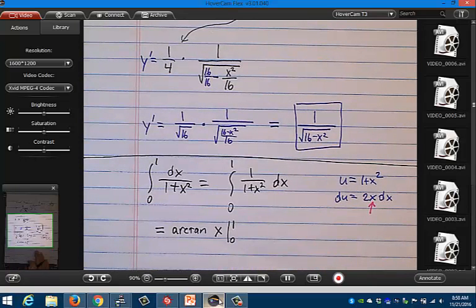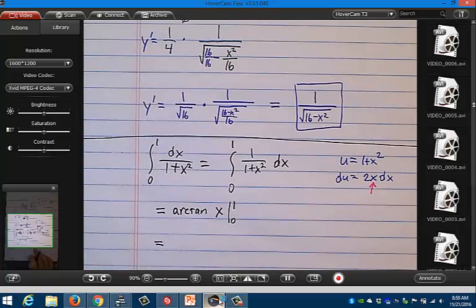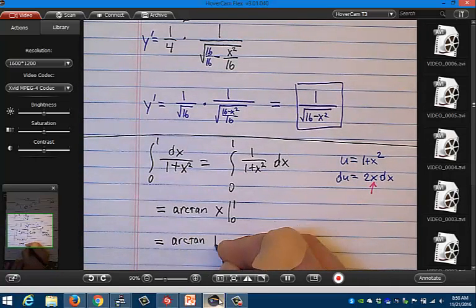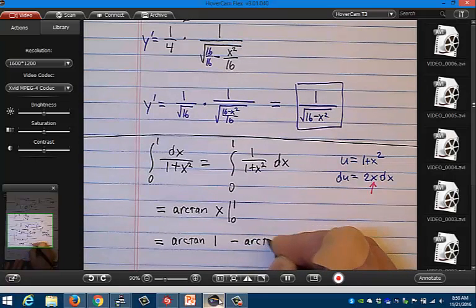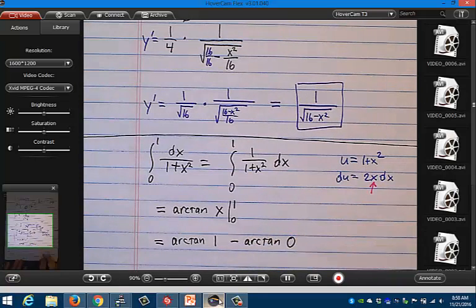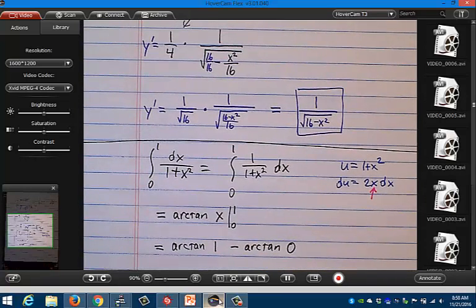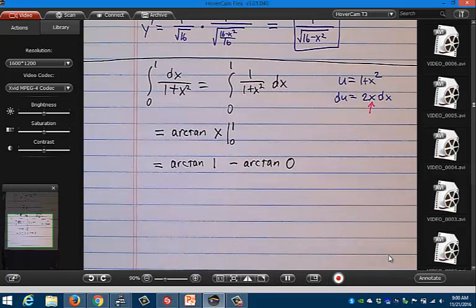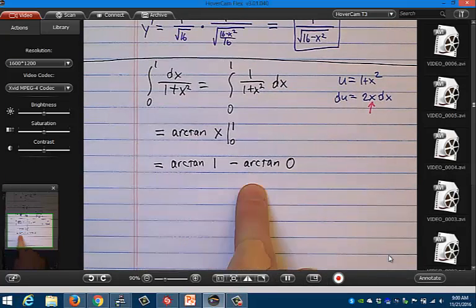It's not just instant recognition sometimes, and sometimes you have to do some manipulating to get it to look right. I'll show you that. So we have the arctangent of x. And so I would need to do the arctan of 1 minus the arctan of 0, right? This is a worthwhile exercise, so I'm going to pause the tape while you finish the problem and review a little bit of your tangent trigonometry in the meantime. So, arctangent of 1 minus the arctangent of 0.